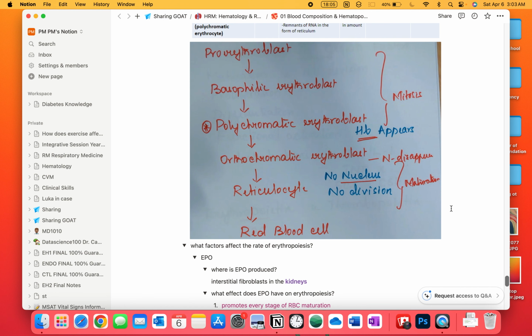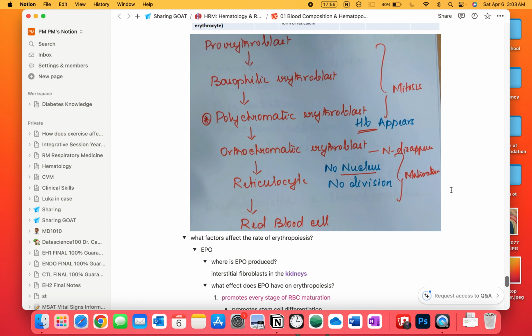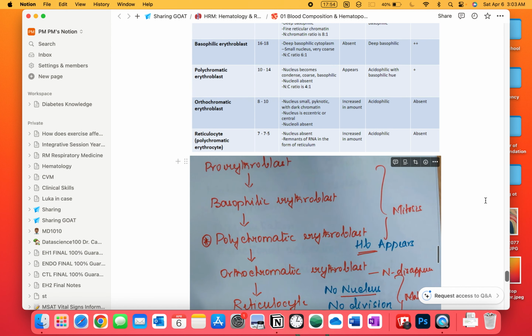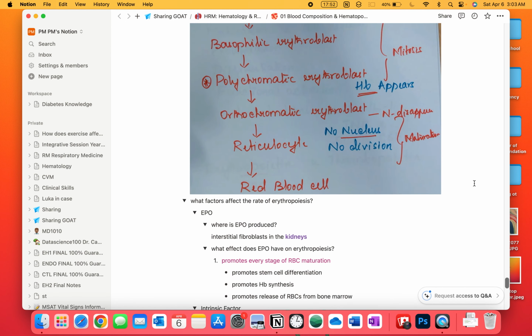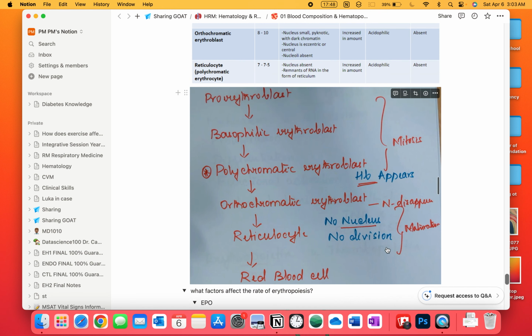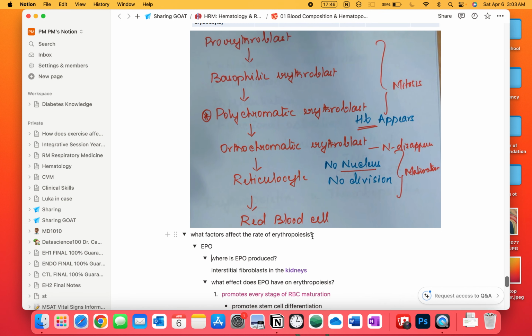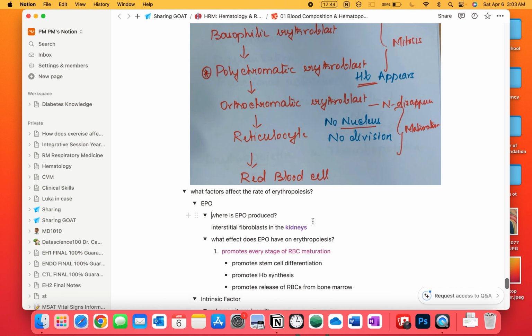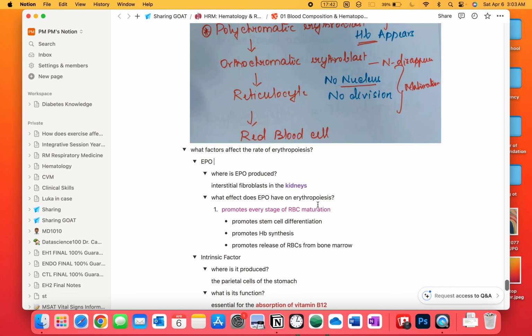So here we have proerythroblast, basophilic erythroblast, polychromatic erythroblast, orthochromatic erythroblast, reticulocyte, red blood cell. Hemoglobin is first appearing in the polychromatic erythroblast, and in the reticulocyte there's no nucleus, no division. Remember, red blood cells don't have a nucleus. They're very special cells. What factors increase the rate of erythropoiesis?